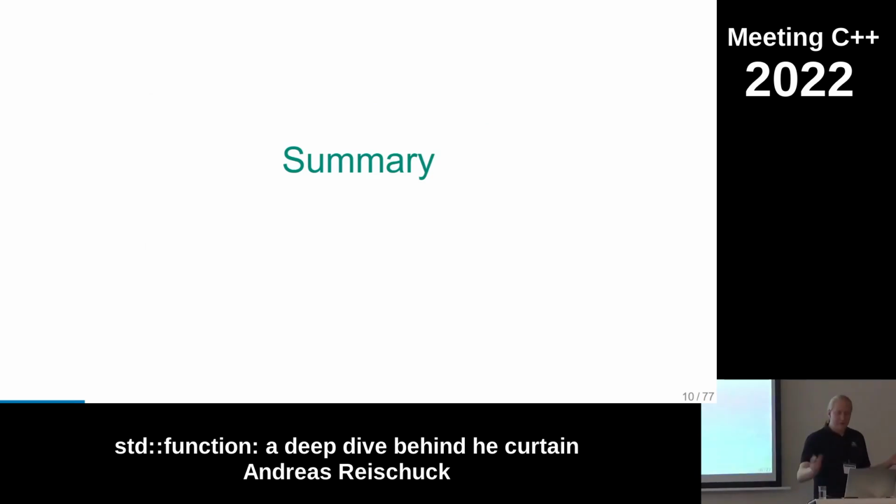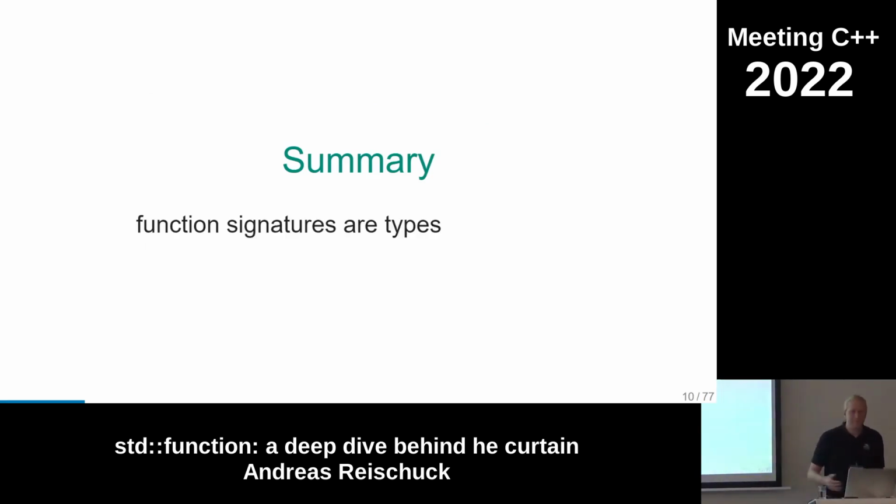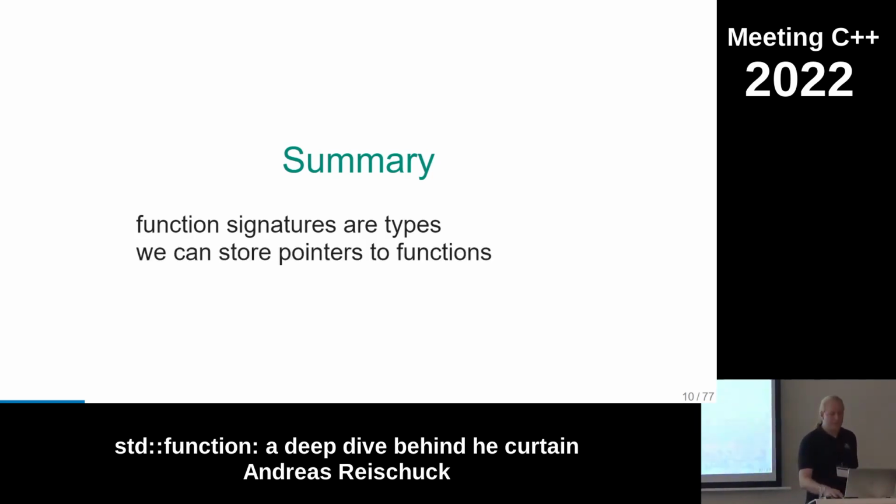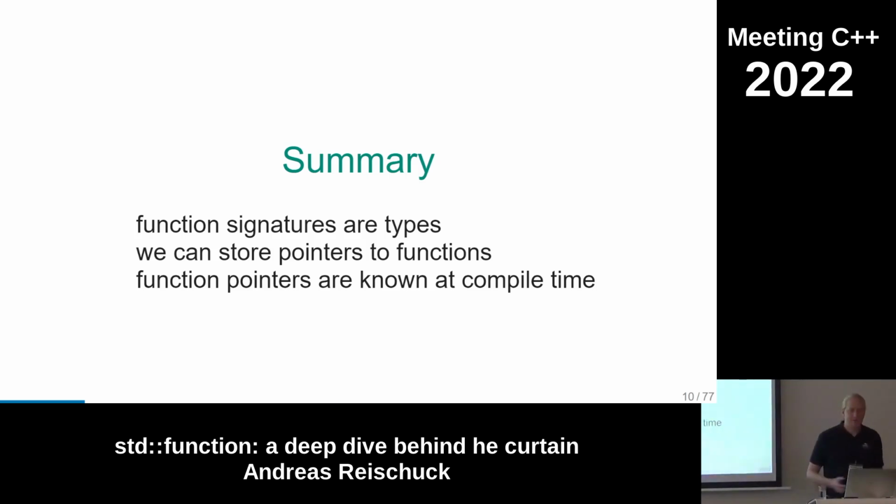Yeah, let's summarize it. Function signatures are types. That's the first point. Second, we can store pointers to functions. That's the only thing we can store from functions. And function pointers are known at compile time.